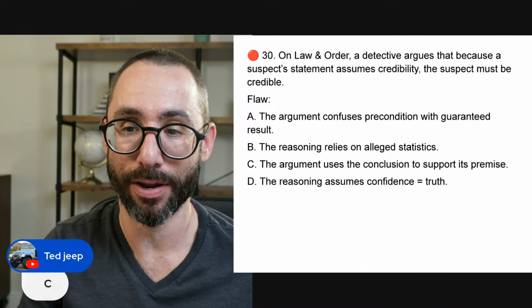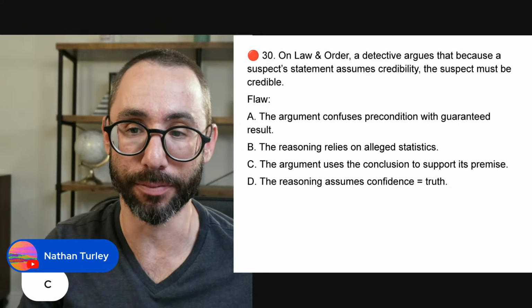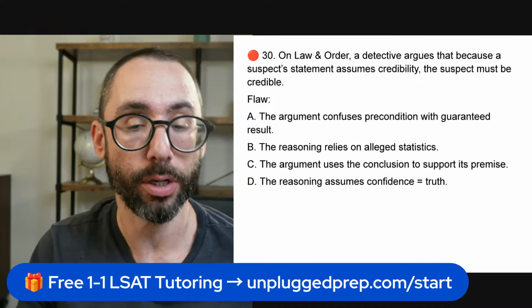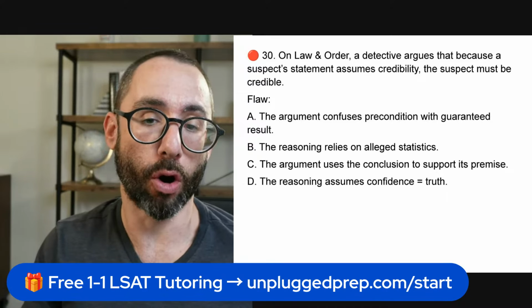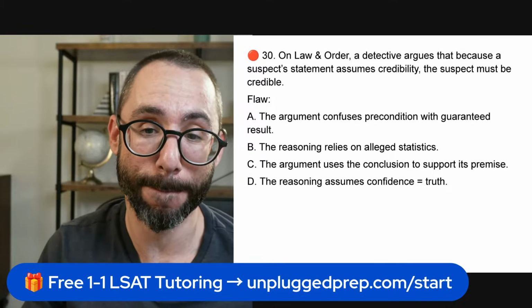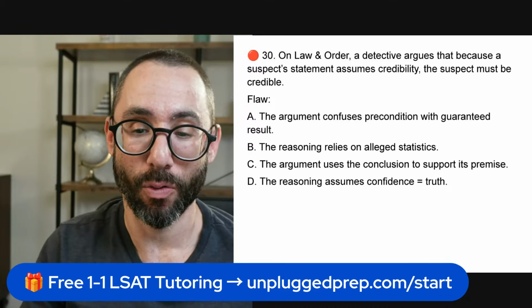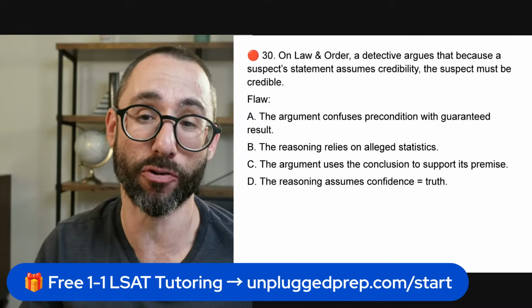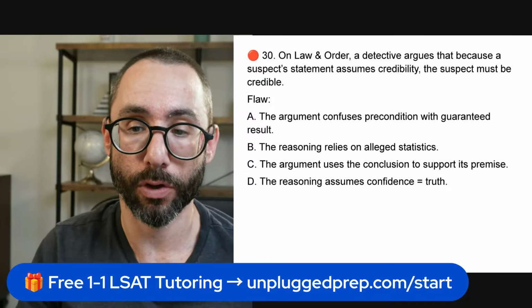Osvaldo got it. Ted Jeep got it. Nathan got it. D as in Delta, confidence equaling truth. That's like saying because you are confident in what you say, therefore it must be correct, or because someone speaks confidently, therefore it's got to be right. We can't necessarily back that up or say that. So it's a little bit confused, so D as in Delta does not really accurately describe what's going on here. So C is the best answer.